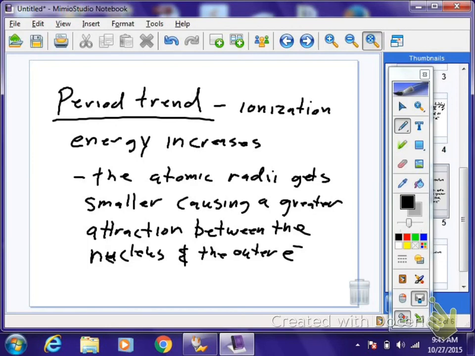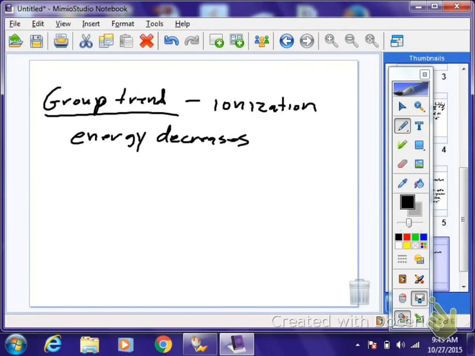So it's kind of like that idea, shielding effect, there's more and more electrons between the nucleus and those outer electrons, so it's easier to take out that electron because of that fact. You won't have to do that, that's just additional information. But the group trend, the reason for it is atomic radii gets larger.